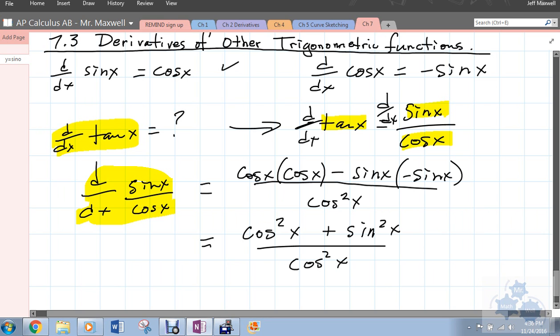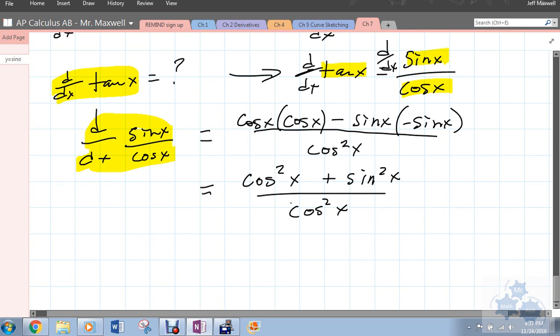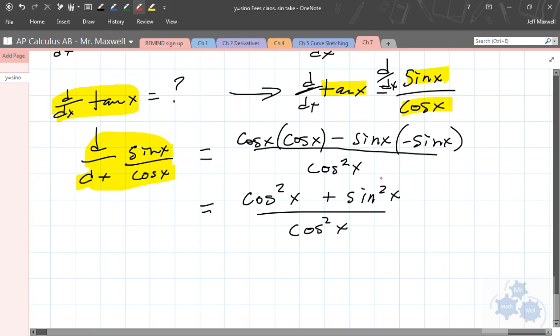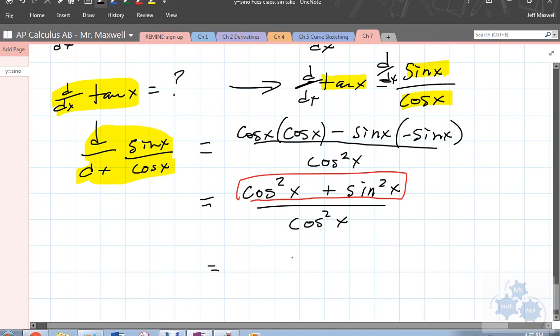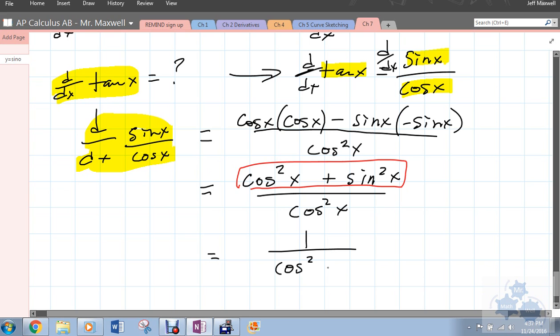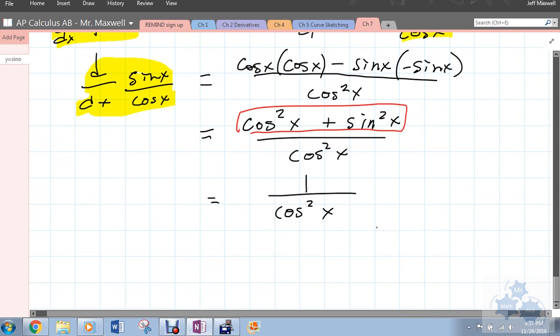Okay? If you get to this point, can we simplify this any further? Is there something that you recognize here from pre-calculus 30 that you would be able to simplify? Well, if you said cos squared x plus sine squared x equals 1, you would be absolutely correct. So that's 1 over cos squared x. And how can we write this a different way instead of as a fraction here? What's 1 over cos squared x? You got it. Secant squared x.